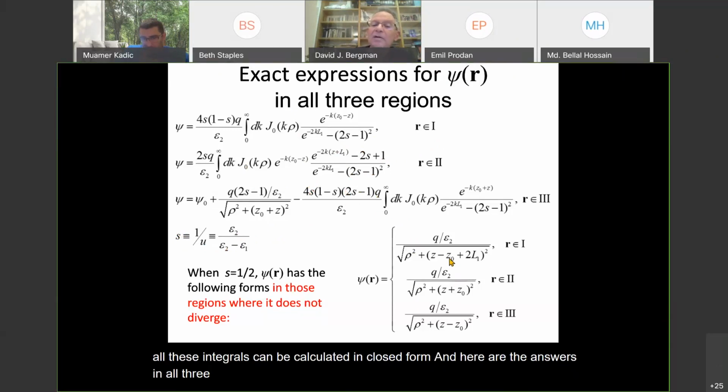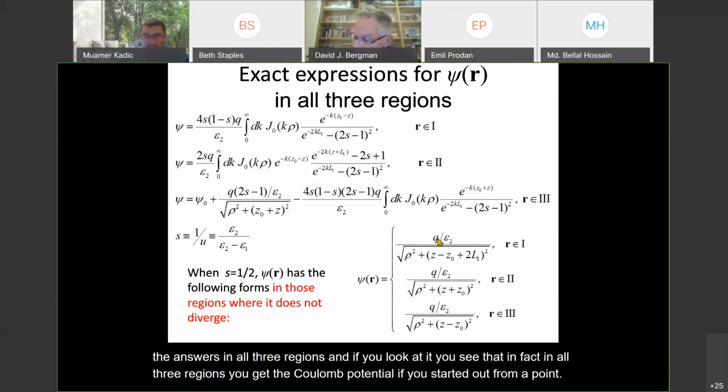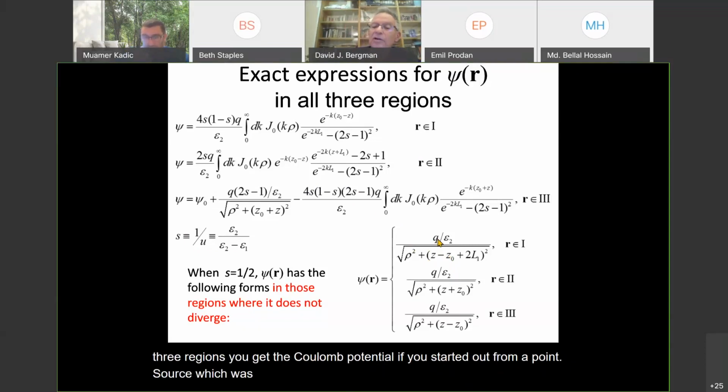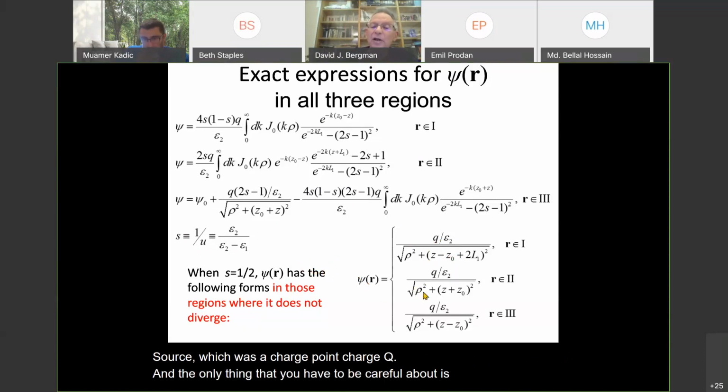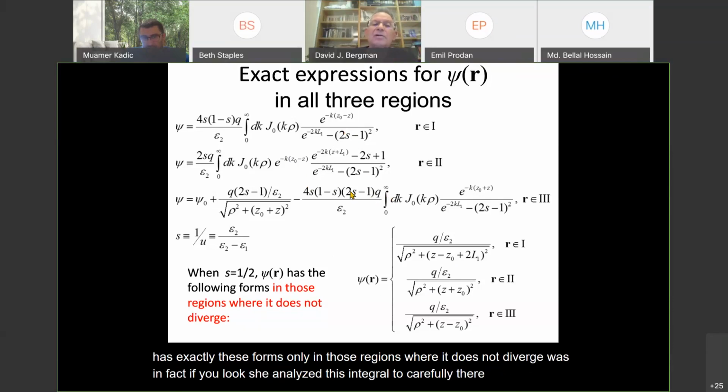And if you look at it, you see that in all three regions, you get the Coulomb potential, if you started out from a point source which was a point charge q. The only thing that you have to be careful about is that the potential has exactly these forms only in those regions where it does not diverge. Because in fact, if you analyze these integrals carefully, there are regions where these integrals diverge.